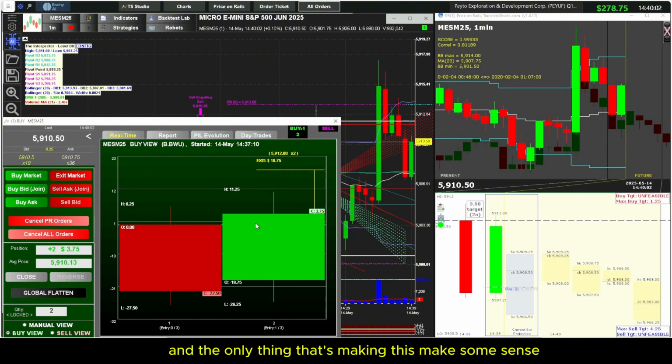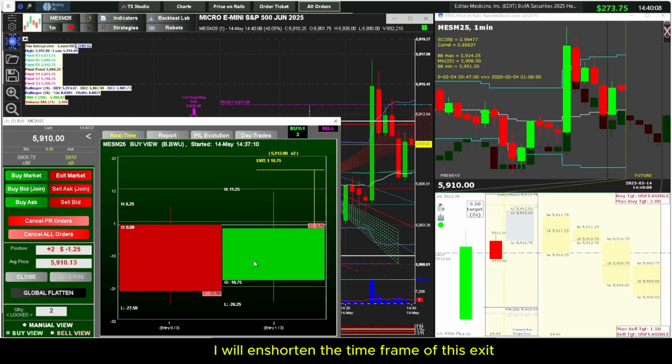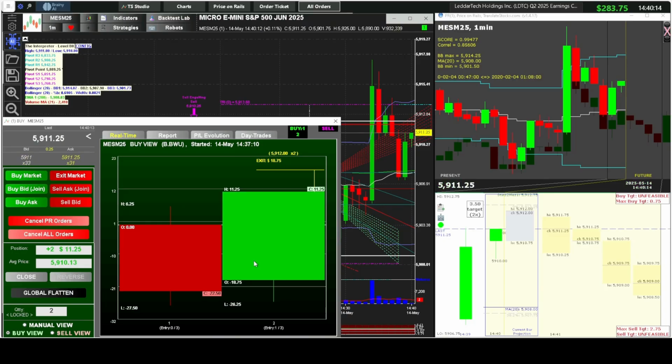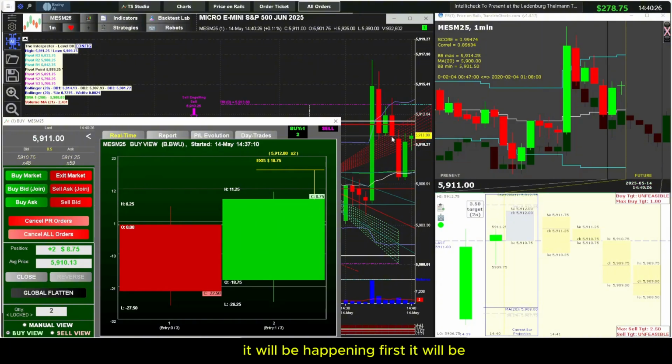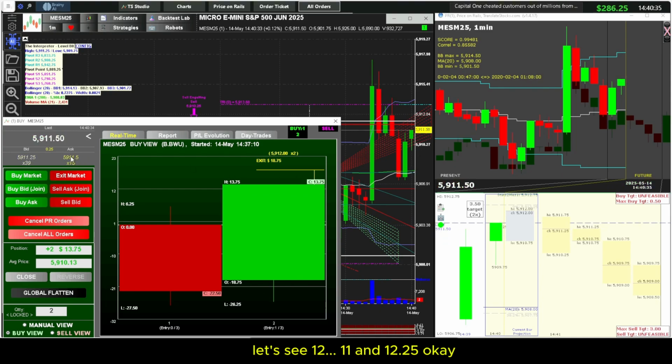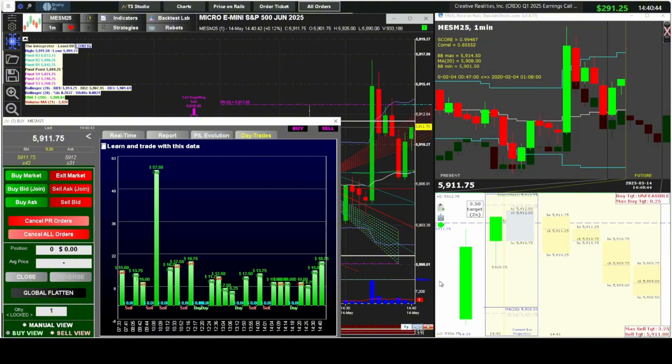The only thing that makes some sense is that by doubling the risk, I will shorten the time frame of this exit. So this time frame will be shorter. Of course, it's easier for the price to hit the 12 than to hit the 19. It will be happening first, and it's almost there. Let's see. 12. 11 in 12.25. Well, okay. Another profit. Yep. Another profit.